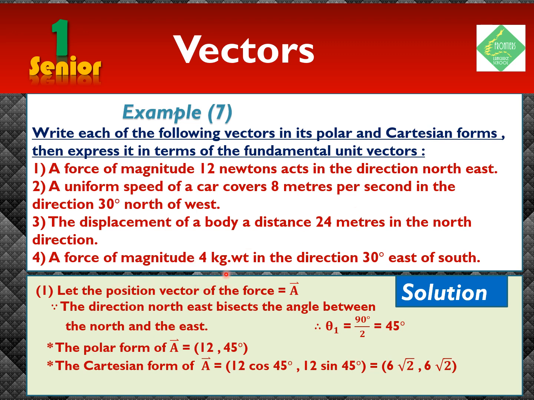Number 4, a force of magnitude 4 kilogram weight in direction 30 degree east of south. After west is south. So you will go to east by 30 degree, and south stops at 270 degree. Plus 30, you will get, yes, 300 degree. Let's see the answer.